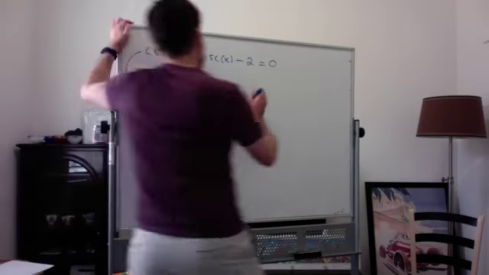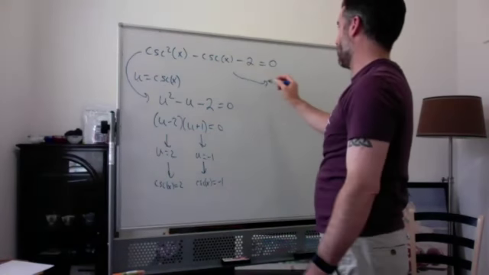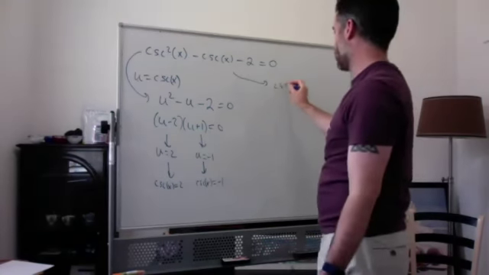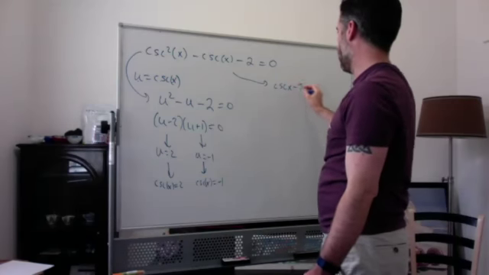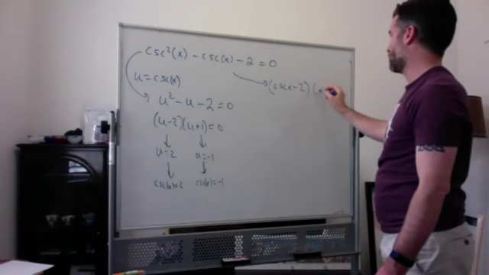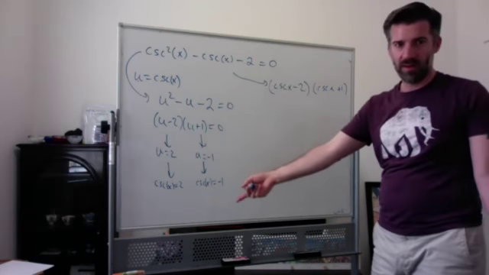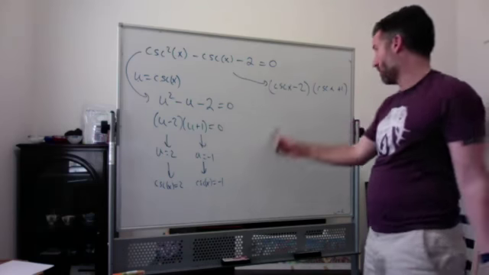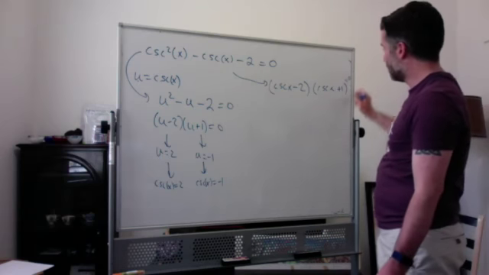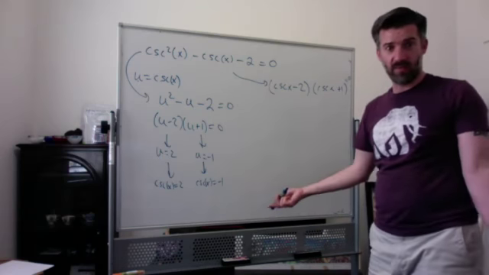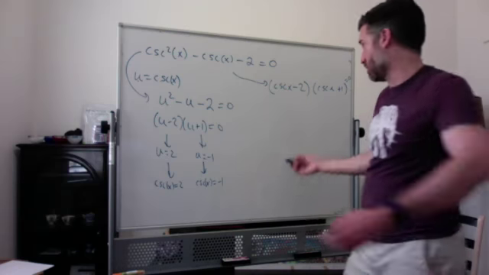Or you can just factor it, right? You can totally just see that hopefully this factors as cosecant of x minus 2 times cosecant of x plus 1. And then you get the same thing. The cosecant is positive 2, oh sorry, equal to 0. The cosecant is either positive 2 or -1. So now we have to find the solutions.